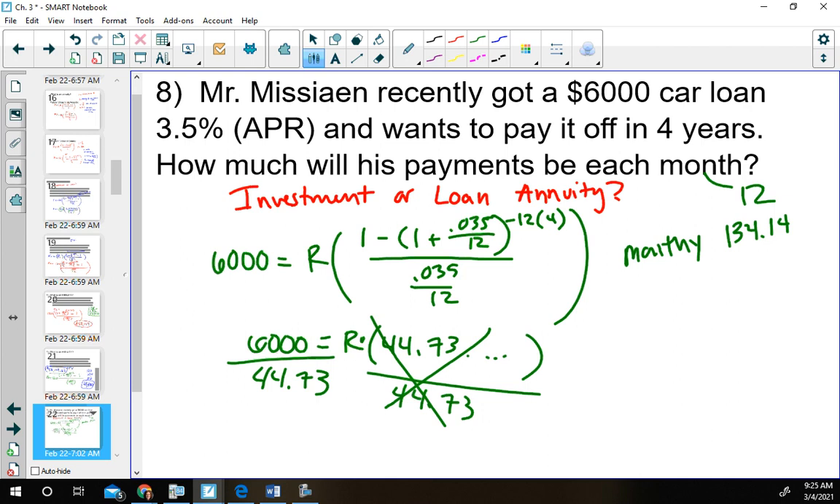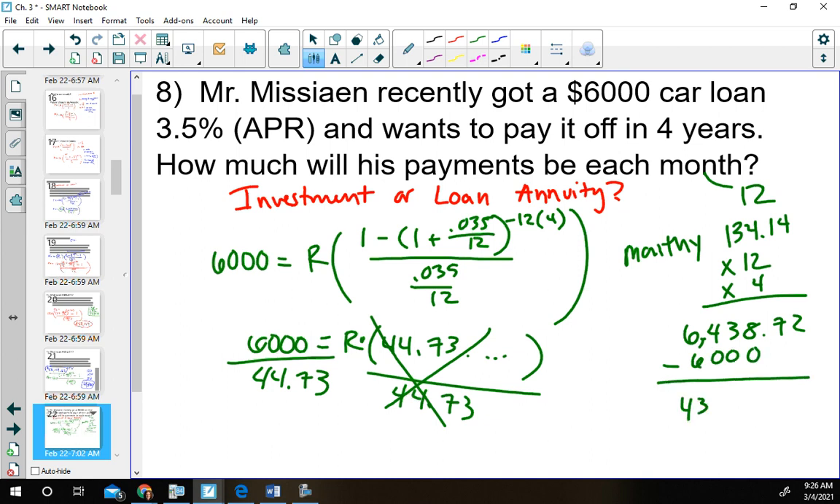There are 12 months in a year, and I paid for 4 years. So that means if I take all this, I will have paid $6,438.72 when my car cost me $6,000. So what I actually ended up paying in interest, because I took out a loan, was an extra $438.72.